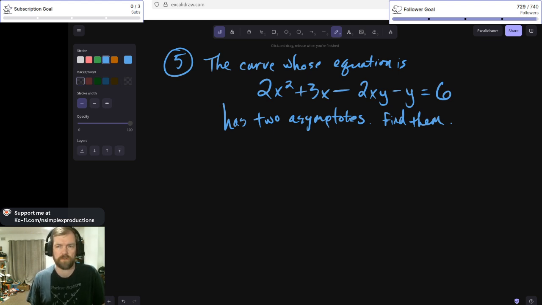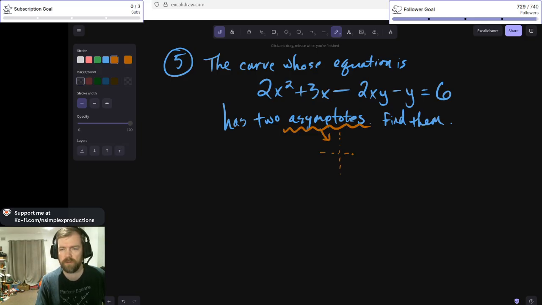So there is a curve whose equation is the following: 2x squared plus 3x minus 2xy minus y equals 6. It has two asymptotes. Find them. So, for asymptotes, this is where a function has these approach values.